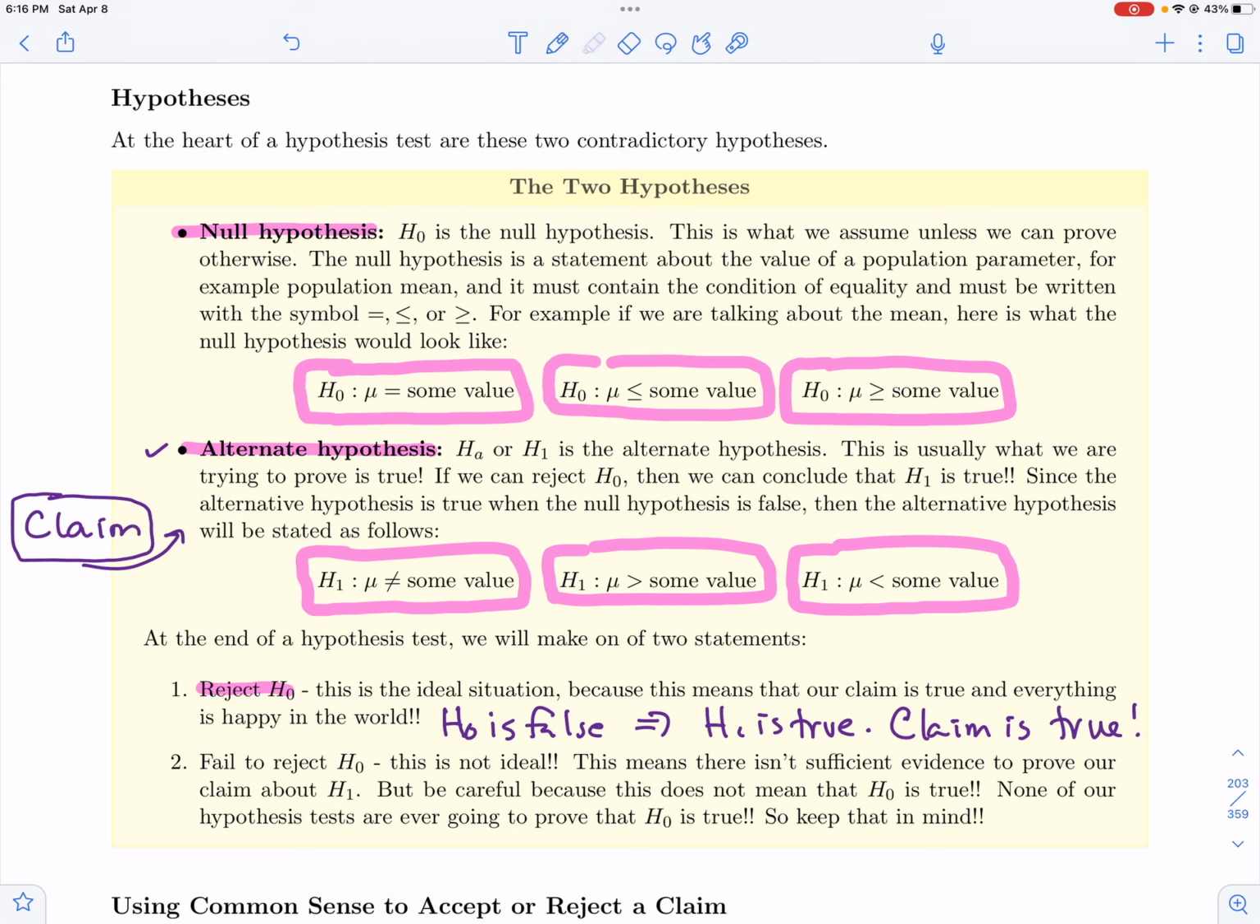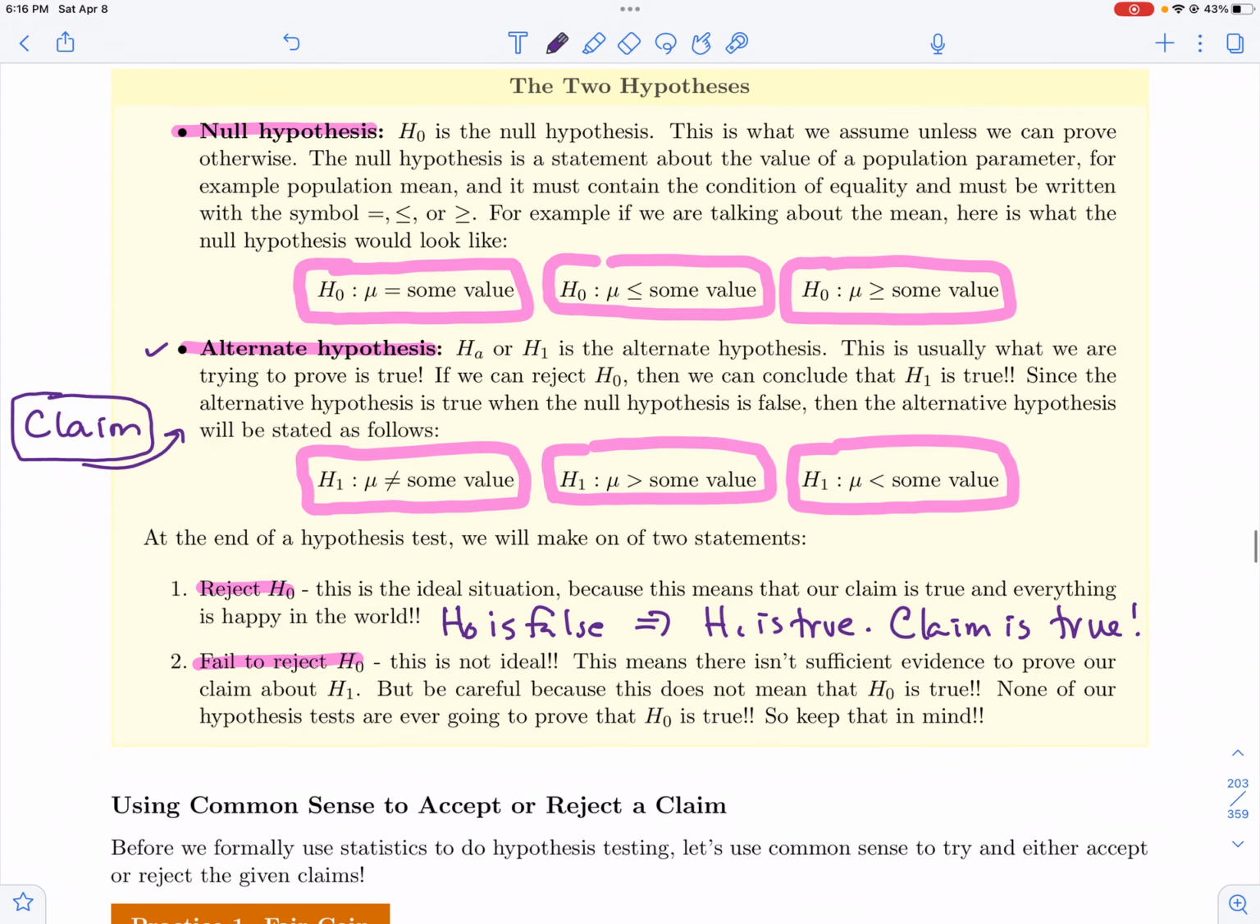All right, so the other possibility is instead of rejecting H naught, so notice we don't use the word reject H1 or anything like that. What we use is the word fail to reject H naught. That doesn't necessarily mean that H1 is false, which implies H naught is true. So that's definitely not true.